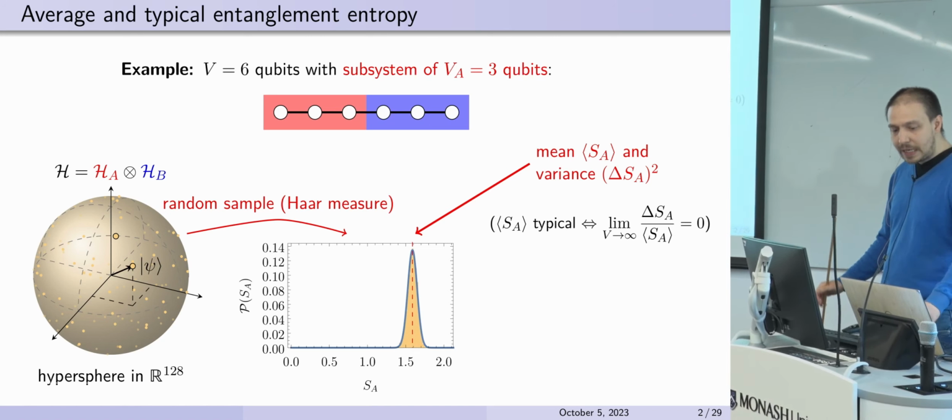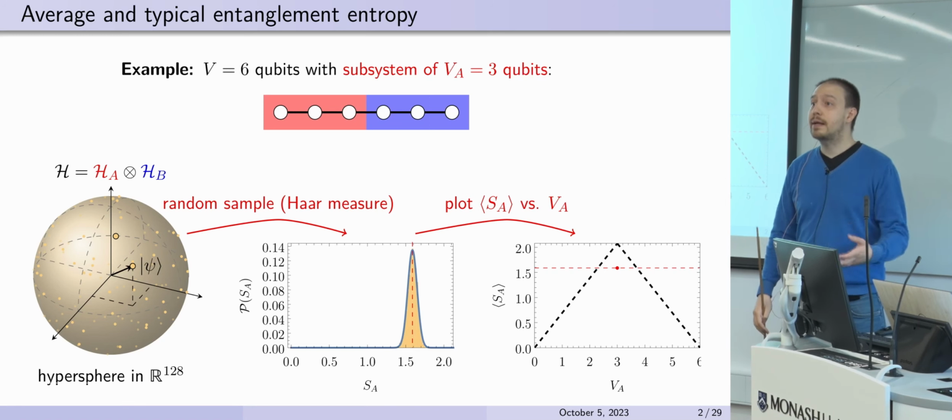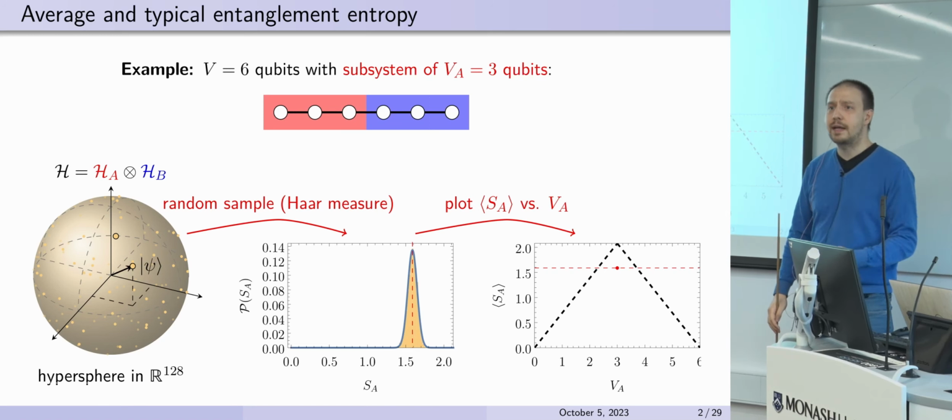Now, we can also plot this average as a function of the subsystem size. Right now, we computed it for 3 versus 3. So this average is here in the center, and this black line is the theoretical maximum that the entanglement entropy can take due to the finiteness of the Hilbert space. So essentially, I'm just saying this number cannot grow arbitrarily large if the Hilbert space is finite dimensional.